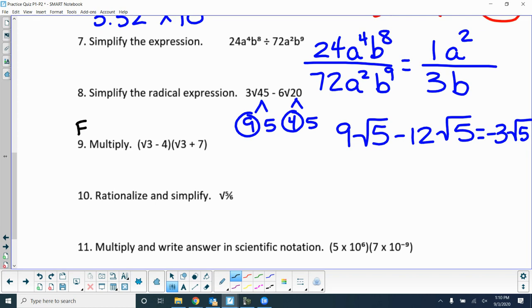Two terms is called a binomial. When I multiply, there's no symbol between them. When I multiply two binomials, I have to FOIL. So first stands for the first two you're going to multiply. First in that parenthesis and the first in that, which is the square root of 9. O for FOIL stands for outside two, these two. Square root of 3 times 7. 3 is underneath the radical, 7 is not, so I just put it out front of it, like that.